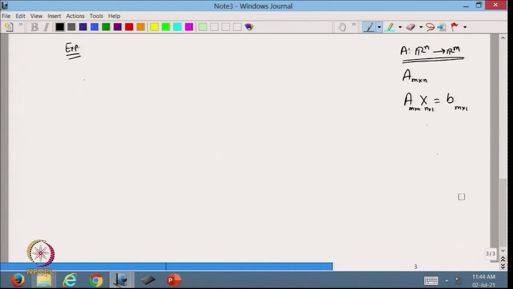Now if you remember, we know that the range space of A is spanned by the columns corresponding to pivot elements. So the columns which have the pivot elements, we take the corresponding columns in the given matrix, and that will span the range space of A. This way we can define it.